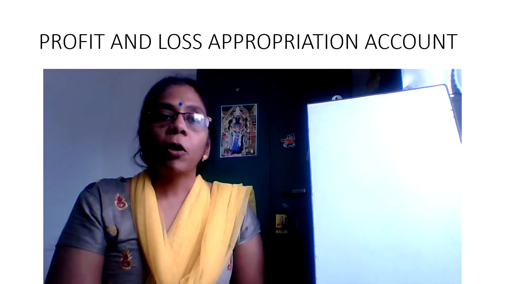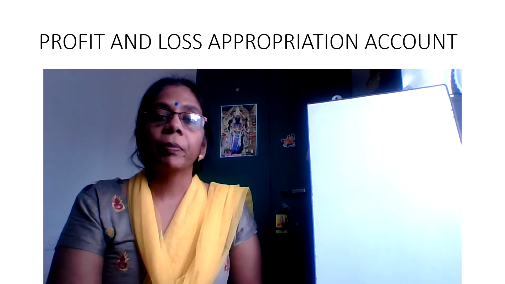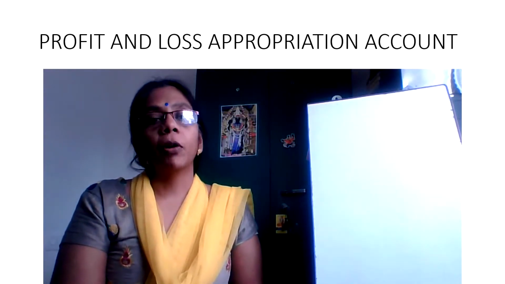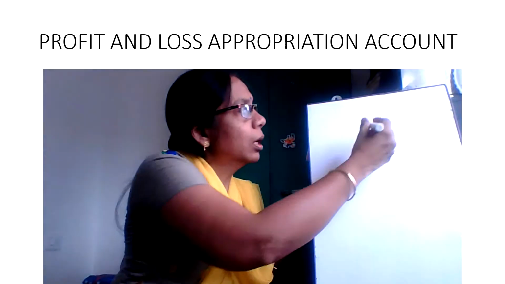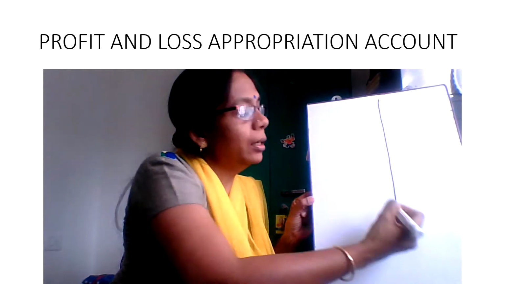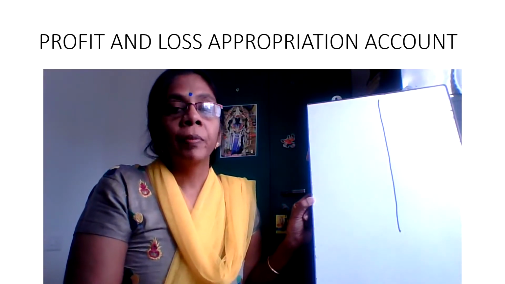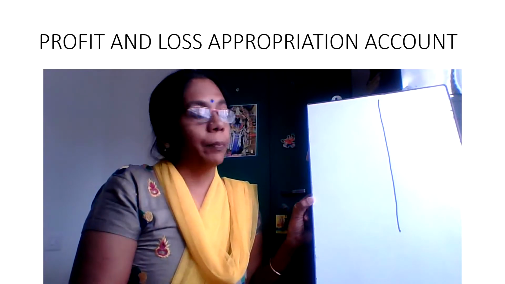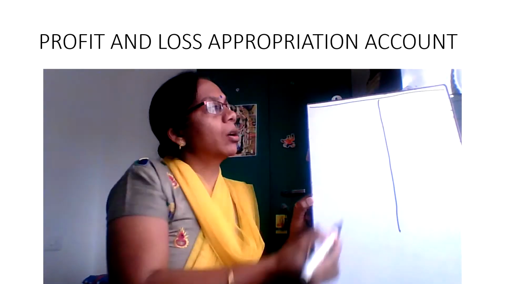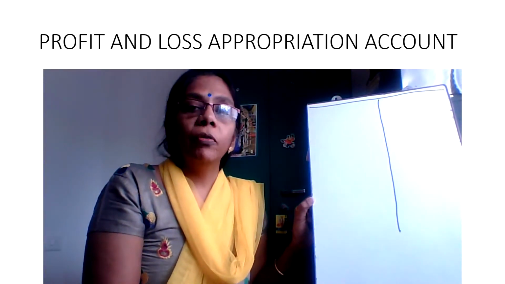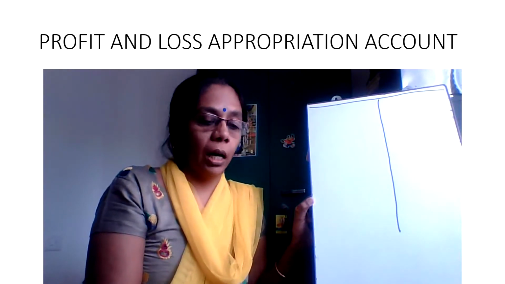First of all, the profit and loss appropriation account is considered to be an extension of the profit and loss account. So here, this account would be prepared in the form of a T table. All of you are familiar with this T table, the ledger account preparation. Like how you used to prepare the profit and loss account, likewise, you will be drawing up this profit and loss appropriation account.